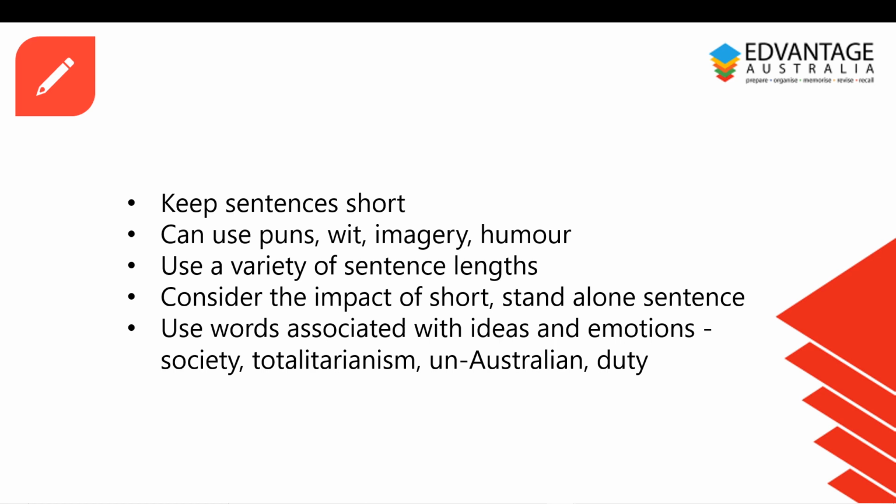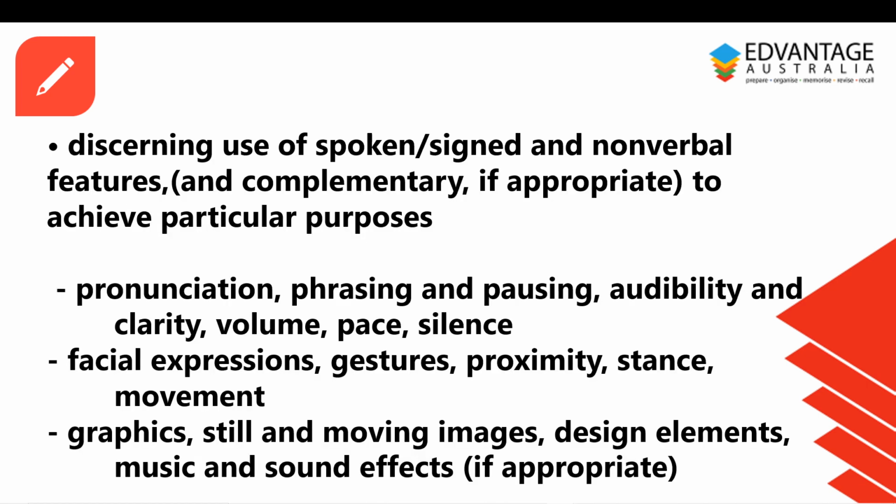Totalitarianism. So if you're talking about, for example, the fact that Australia, which is supposedly a democracy, is forcing us to get the COVID jab, well, it's sounding much more like totalitarianism to me. And of course, people who live in a democratic society do not want to become totalitarian or communist. Un-Australian, the biggest insult you can pay somebody in this country is to refer to their actions as being un-Australian. And then referring to things as our duty makes us feel that ethical morality to do things. And then the last one, the discerning use of spoken, signed and non-verbal features to achieve particular purposes.